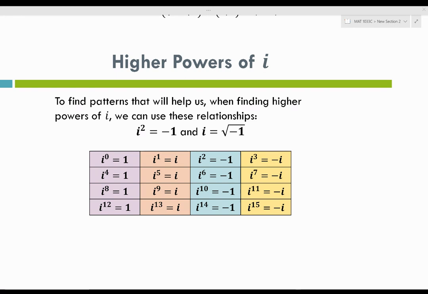As you're looking at this table, you will see that no matter what our power is of i, the values repeat every fourth term. Like i to the 0 is equal to 1, so is i to the 4th, and i to the 8th, and i to the 12th. i to the 1st, i to the 5th, i to the 9th, i to the 13th, they all come out to the same answer, which is i, and so on for the table.